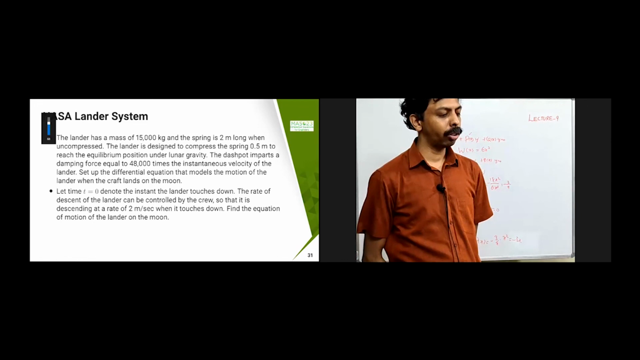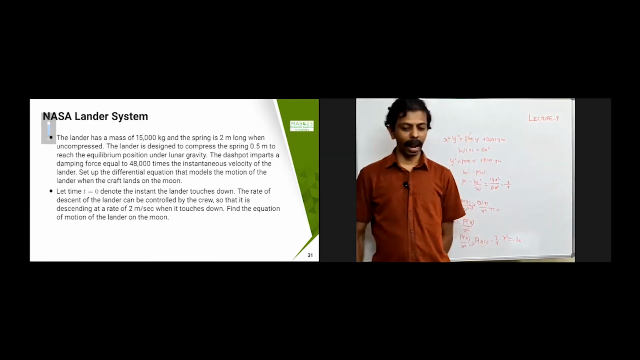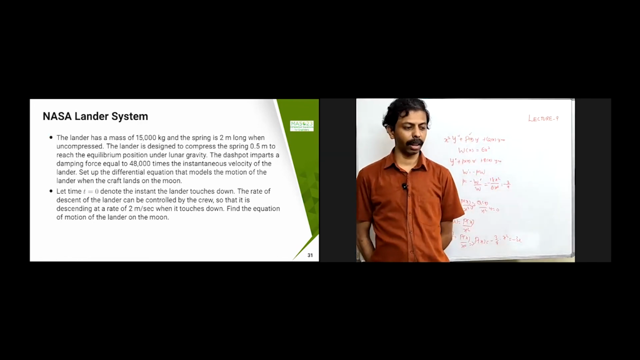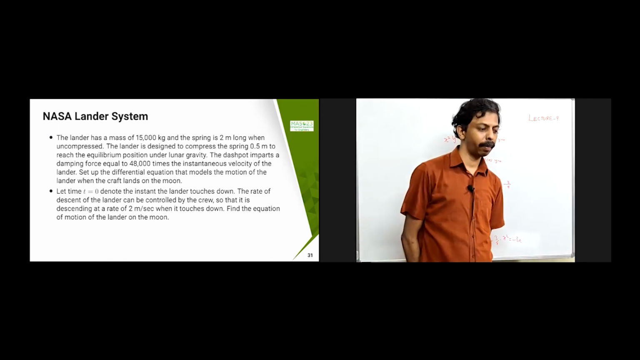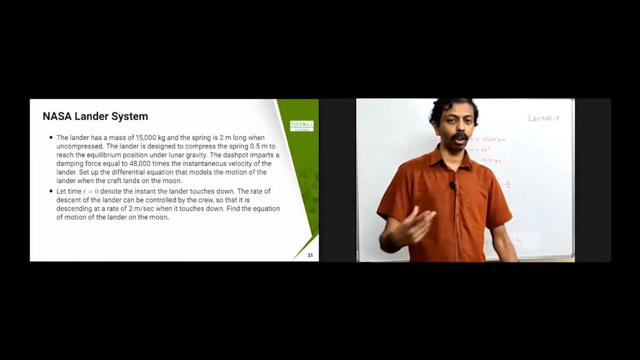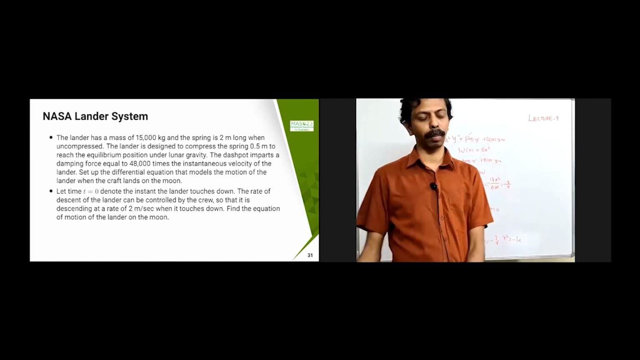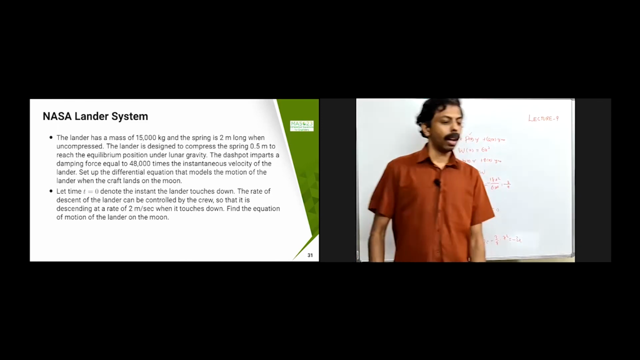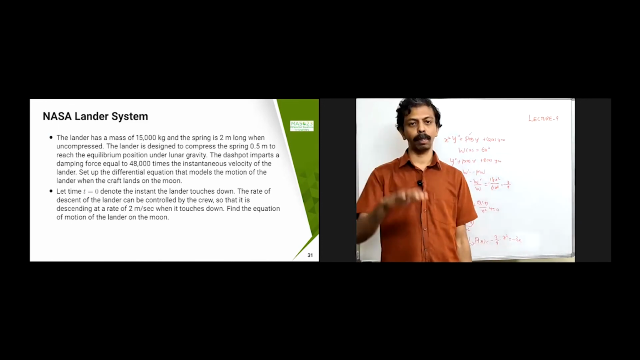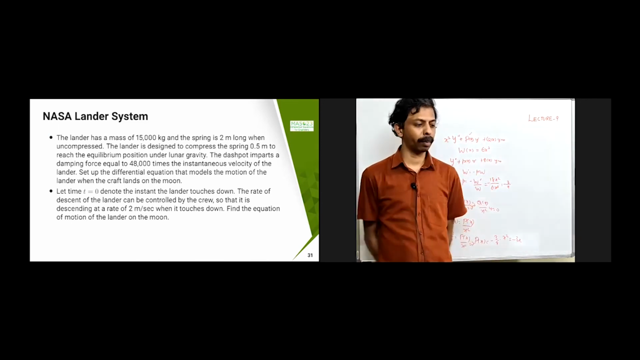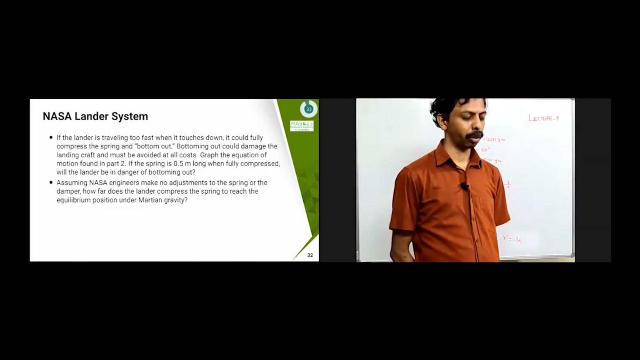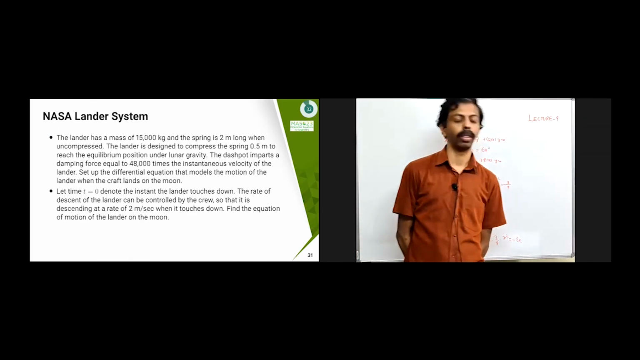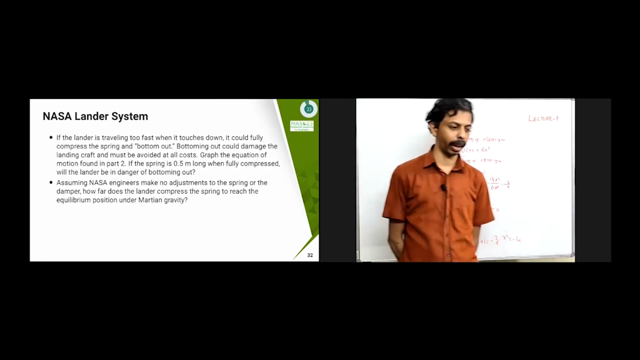When time t equals 0, it denotes the instant the lander touches the Mars surface or the Moon surface. The rate of descent of the lander, which is controlled by the crew or from the NASA lab, is such that it is descending slowly at a rate of 2 meters per second when it touches down. Now, what is the equation of motion of the lander on the Moon? First, for the Moon, you need to find that.